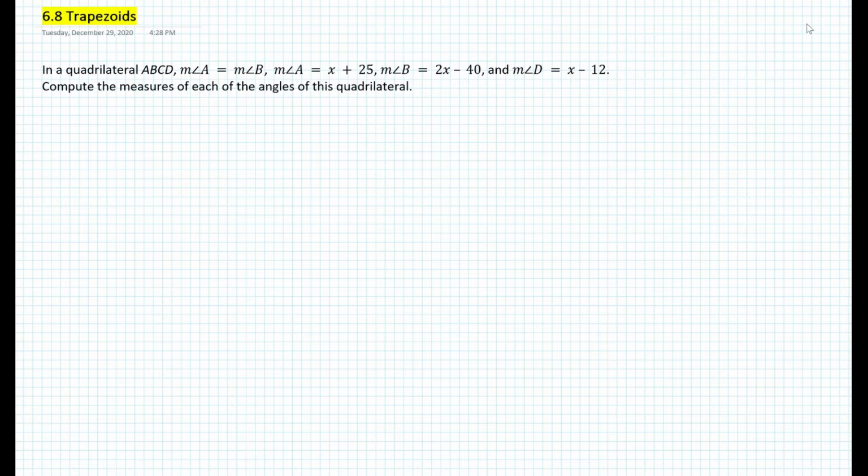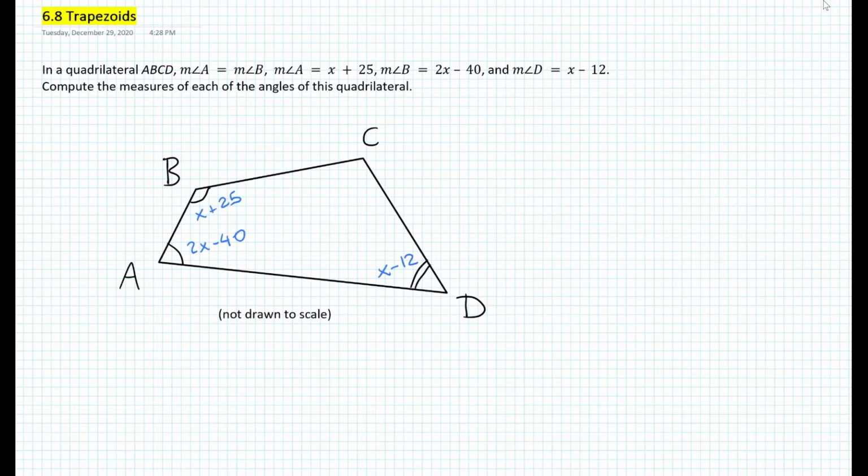So, how do we solve this problem? Well, let's first draw a quadrilateral and label the angles, and then we proceed from there. Okay, so here's the quadrilateral with all the angles labeled. Obviously, this quadrilateral is not drawn to scale, specifically due to the fact that measure of angle A and B are equal. Okay, so there's already something we can do here, right?